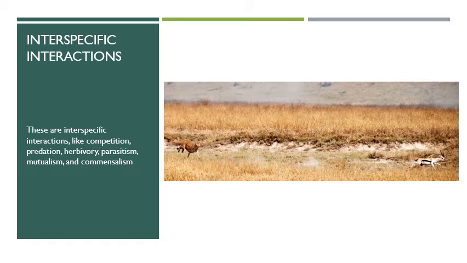These communities, these different species will interact with each other with what are known as interspecific or interspecies relationships. Competition, predation, herbivory, parasitism, mutualism, and commensalism. So a lot of vocabulary here. We're going to go through each one of those.